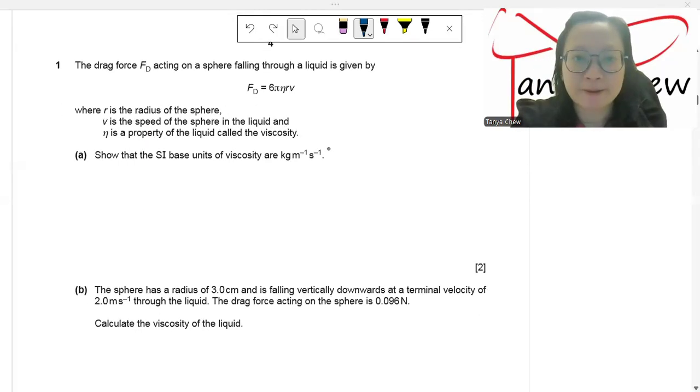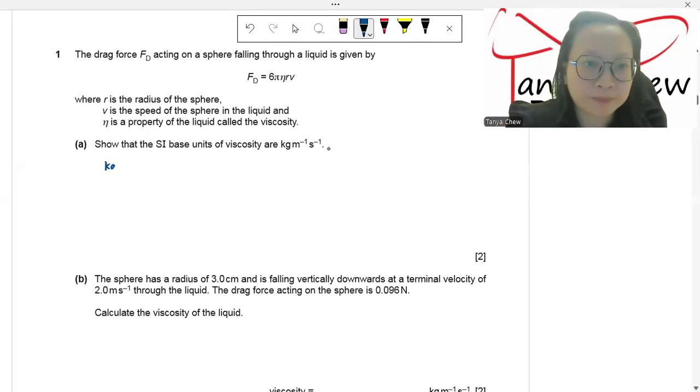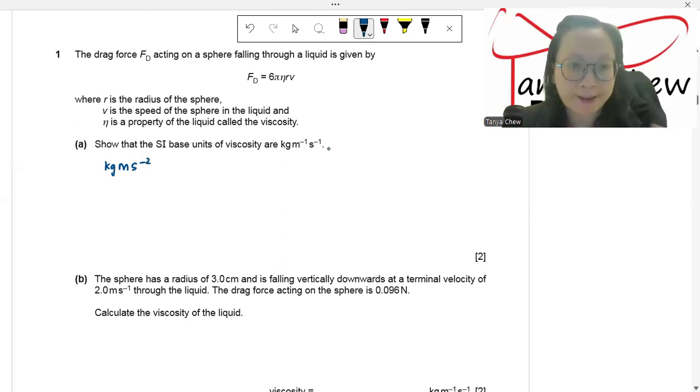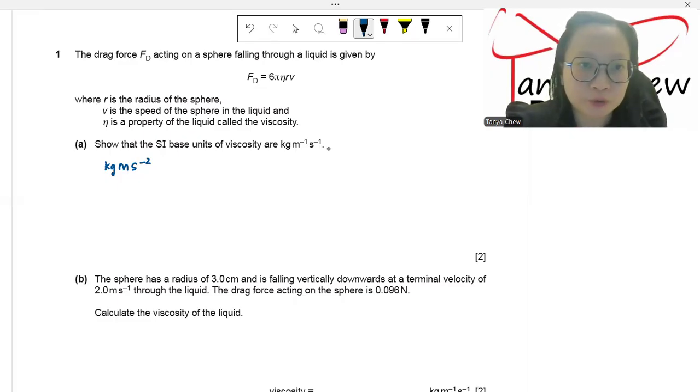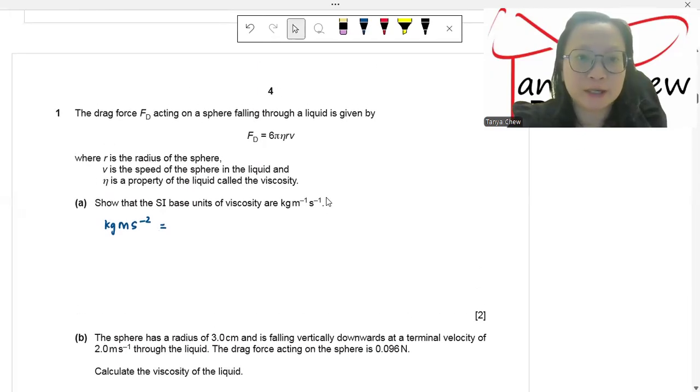The SI base unit of force is kilogram meter per second square. F equals MA. M is measured in kilogram, and A, acceleration, is measured in meter per second square. Now, equals to the equation. 6 is just a number. Pi is a constant that has no unit. What about eta? You have to find the unit of viscosity. R is the radius, so the SI base unit of radius is meter. V is the speed, so the SI base unit of speed is meter per second.